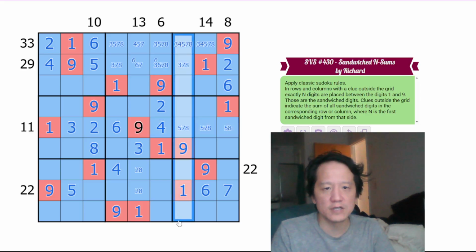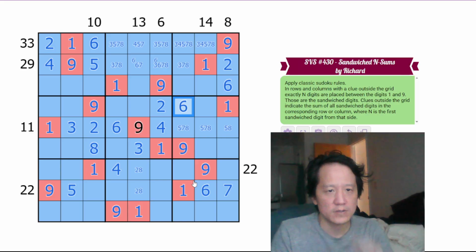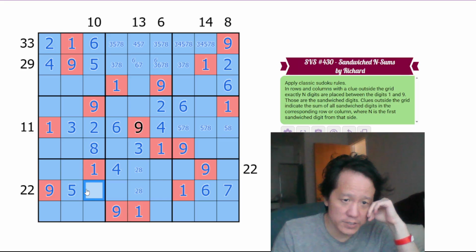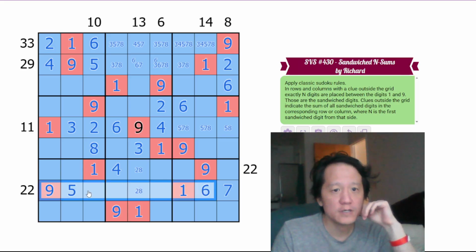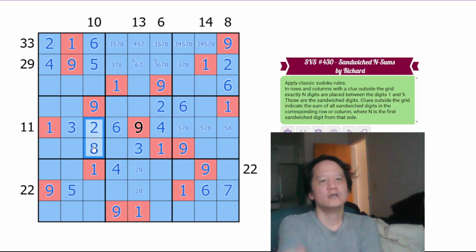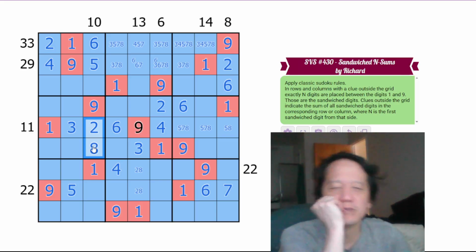Where is the 6 in column 7? Can't be here because of the 6 in the box. Can't be here because of the 6 in the box. Can't be here because of the 6 in the row. And these are 1 and 9, so this must be 6 here. The remaining digits in row 8. Ooh, we have a problem. This is a 2, 8 pair. So one of these has to be 2 or 8, but the 2 or 8 is eliminated here. How do we mess this up? We mess this up somehow.